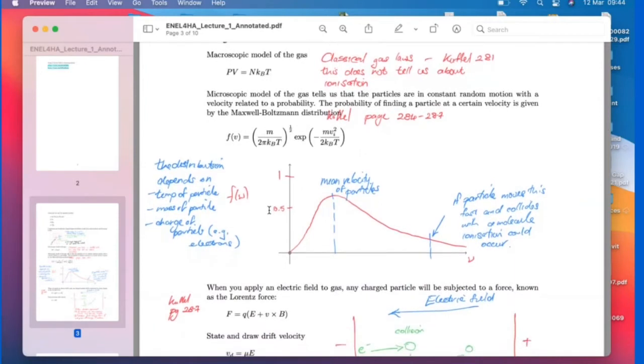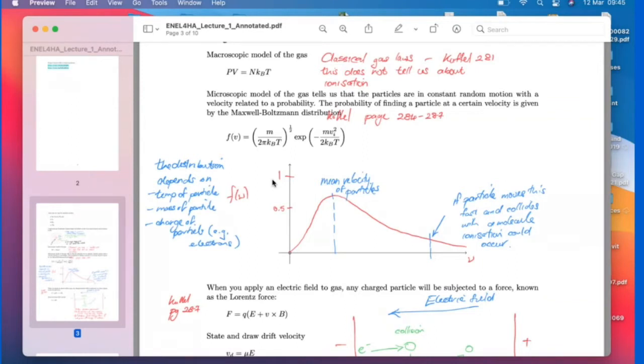So again, we'll remember the macroscopic model of a gas where your pressure and volume is related to your number, density, Boltzmann's constant, and temperature. This doesn't actually help us much with what we want to do because it doesn't tell us anything about ionization or later on attachment. The microscopic model is slightly different. It gives us a little bit more information and understanding of what happens in a gas.